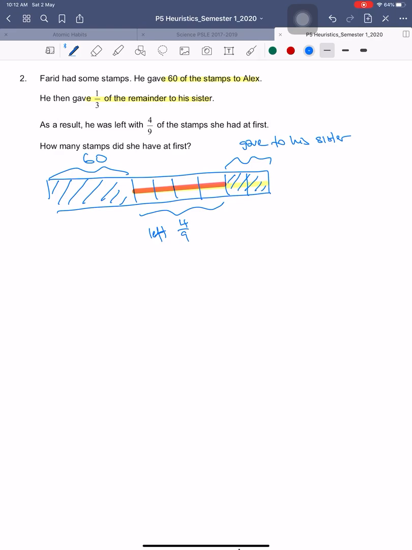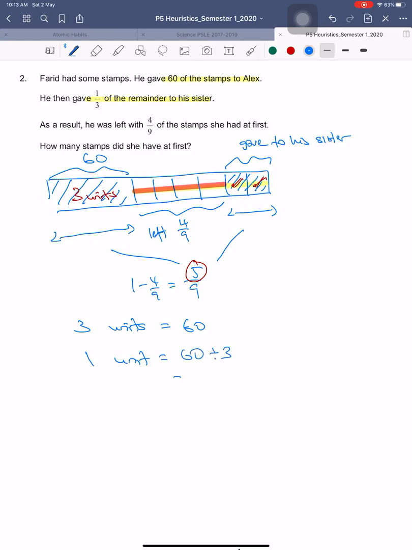Okay, so if this is 4/9, that means this part here and this part here add up must also give you 1 minus the 4/9 equals to 5/9. Meaning to say, if this is 1, 2, then this must be 3, because I need 5. So 5 minus 2 equals to give you 3. Okay, so from here I will know 3 units must be 60, because he gave 60 of the stamps to Alex. 1 unit will be 60 divided by 3 equals to 20.